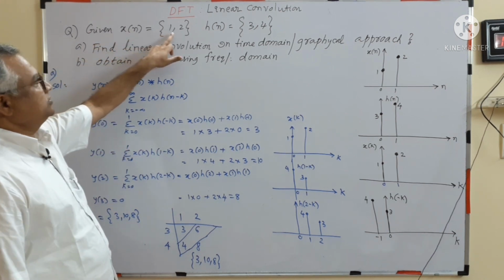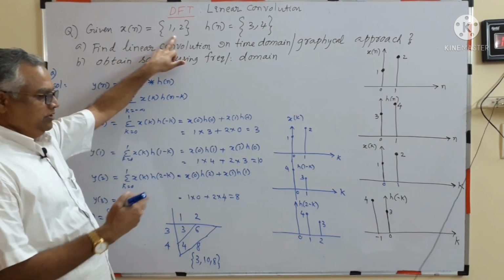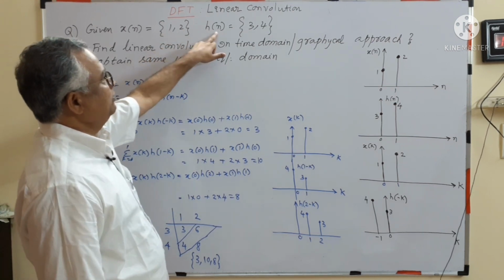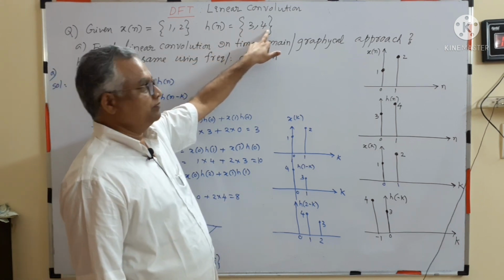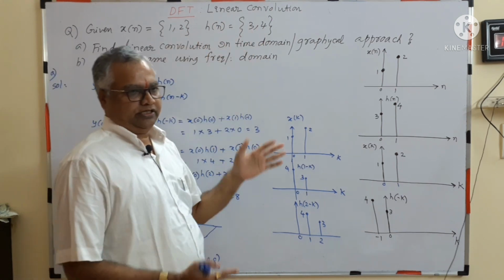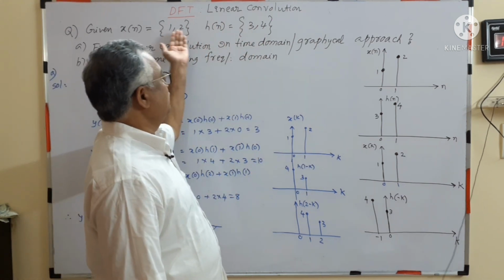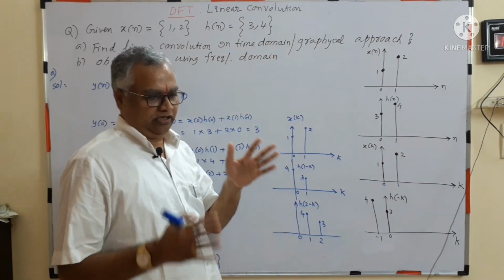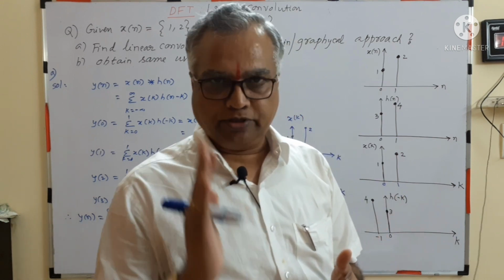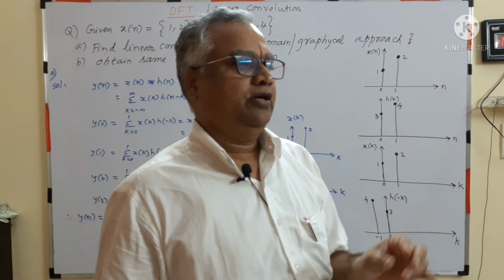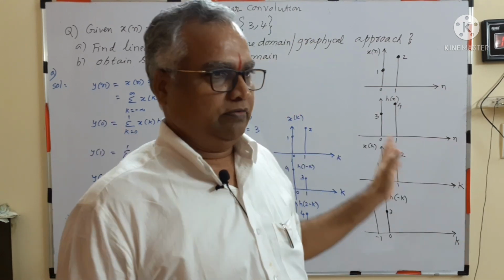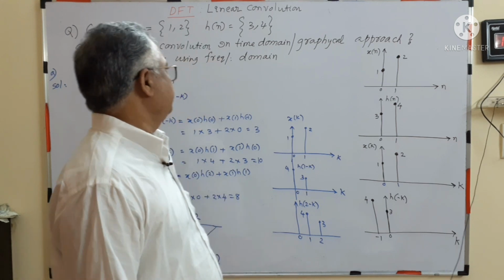Given x of n, I have taken only a few values so that we can easily understand: 1, 2. The impulse response is 3, 4. This length need not be equal. It may be 2 values and 4 values. Lengths need not be equal. But in periodic convolution, both lengths compulsorily should be equal. If one is 3 values, the other is 3 values, and the answer is also 3 values. Whereas in linear convolution it is different.